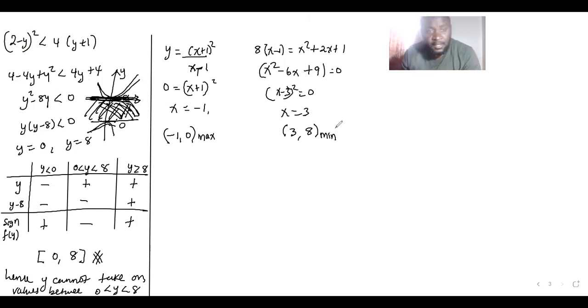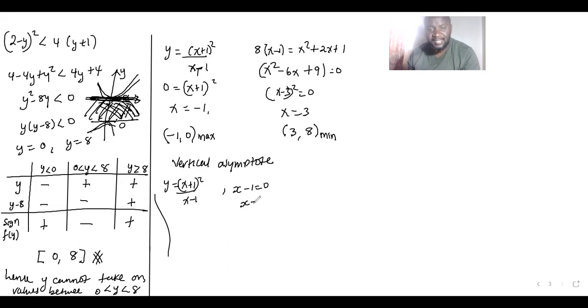Okay. The next question was saying, get the turning points. We have got them. Their nature, we have got it. Next point, sketch. We are ready. I've told you with this curve, just use the cross multiplication, everything will be okay. Maybe there is only one asymptote. We have a vertical asymptote. Because the curve was y is equal to (x plus 1) squared over x minus 1, for the vertical asymptote we equate the denominator to 0. So we only have one asymptote, which is x is equal to 1.